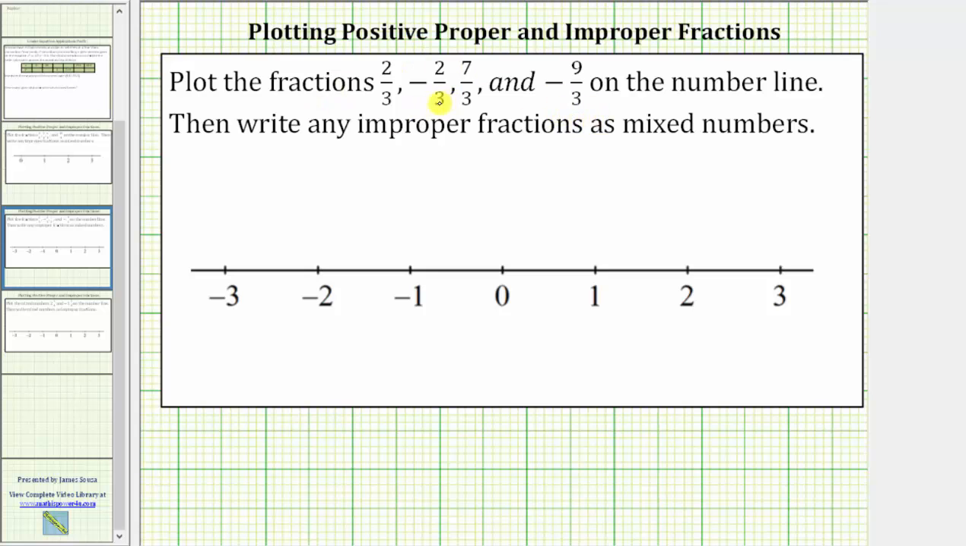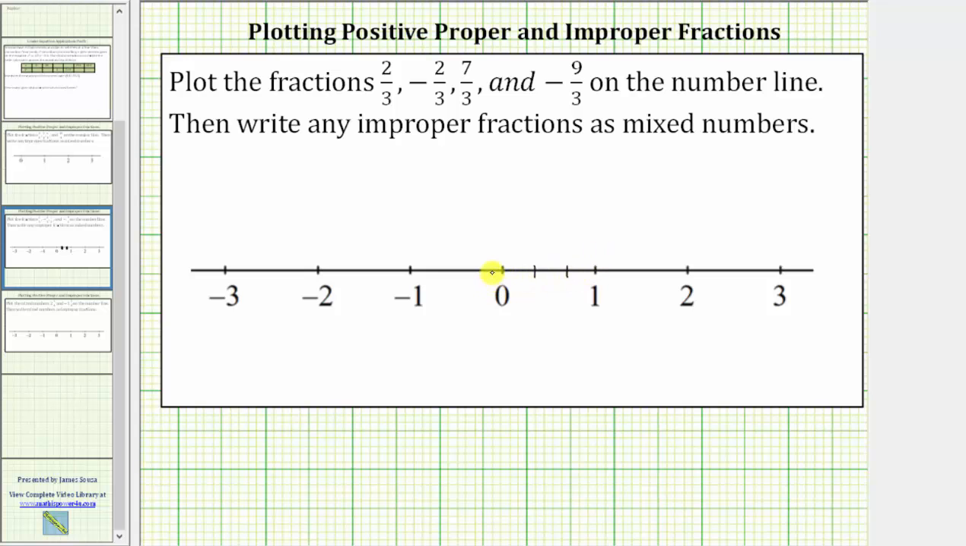Because of this, we will cut each length equal to 1 unit into 3 equally sized parts or lengths. Looking at the number line, the distance between 0 and 1 is equal to 1 unit. We will now cut this length into 3 equally sized parts or lengths. The smaller lengths are now equal to 1/3 of a unit.